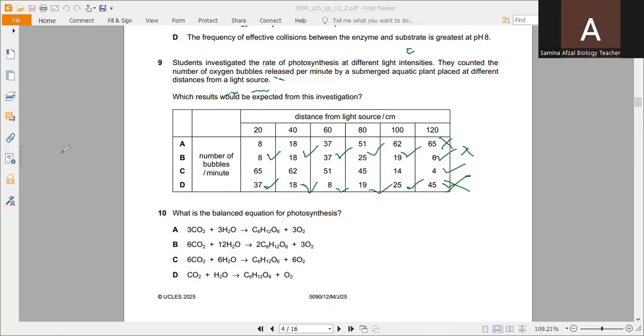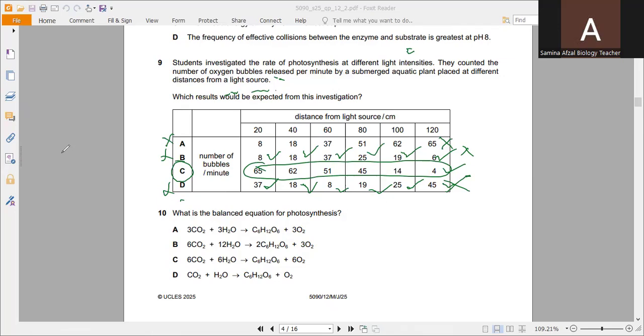Photosynthesis can only take place in the presence of light. So if the distance from the light is increasing, the number of bubbles per minute is decreasing. It means the process of photosynthesis is not taking place as the light source is very far away. So C is the correct option. A, B, and D are not the correct options.